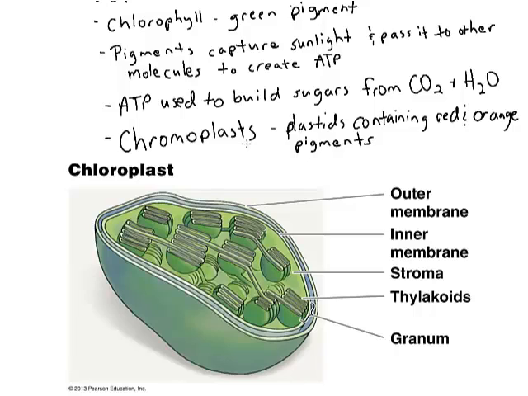Amyloplasts are unpigmented plastids that make and store starch. And these are abundant in tubers or underground stems. Think carrots or potatoes and these kinds of things. And they're also abundant in fruits and seeds.